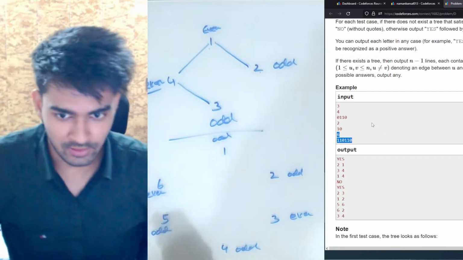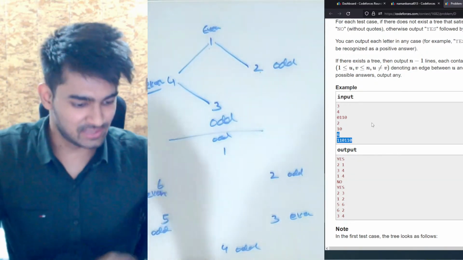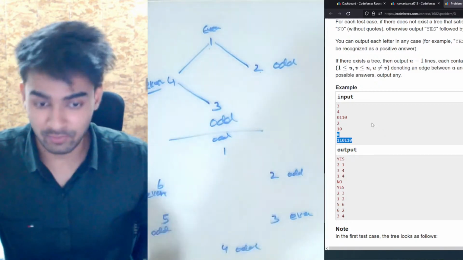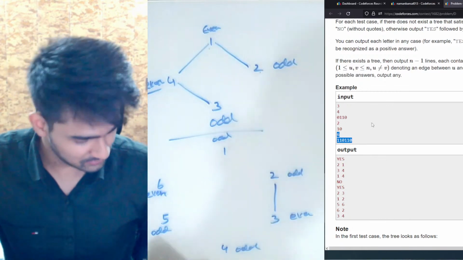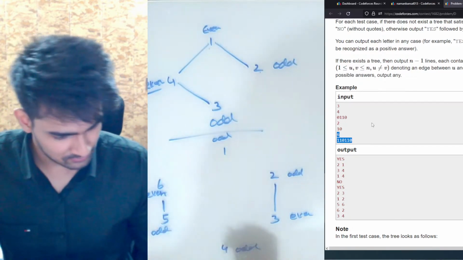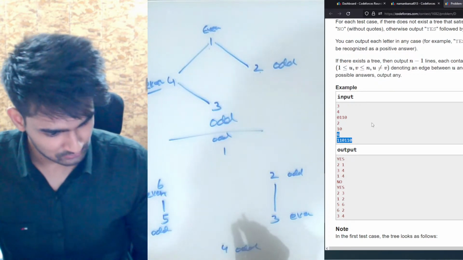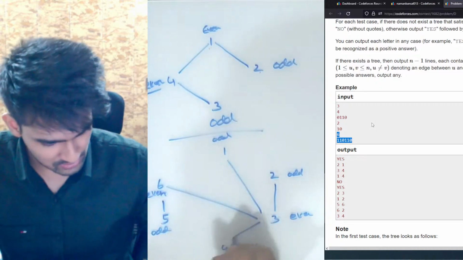Okay, now let's try to make a valid answer for this one. A valid answer for this one would be this and this, and then all you have to do is this, this, and this.